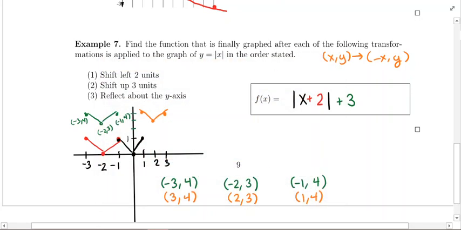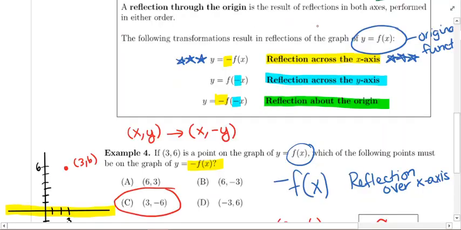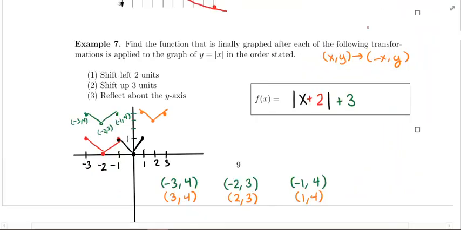Remember, what do you do in the case of a reflection? Let's go back to our reflection rules. If we're reflecting over the y-axis, you have to put the negative sign on the x on the inside, so inside parentheses, here inside absolute value. So I would go to my equation, and inside the absolute value, put a negative sign on the x. This should be your equation. It's going to be the absolute value of negative x plus 2, close absolute value, plus 3.